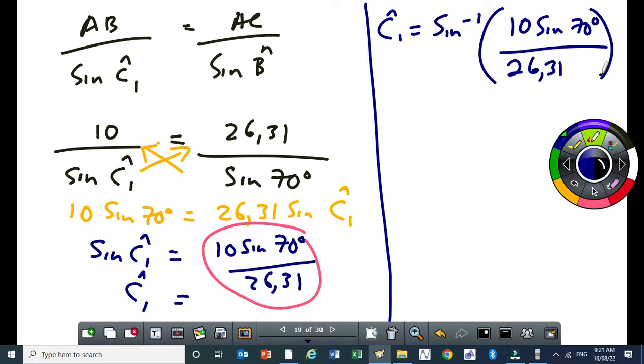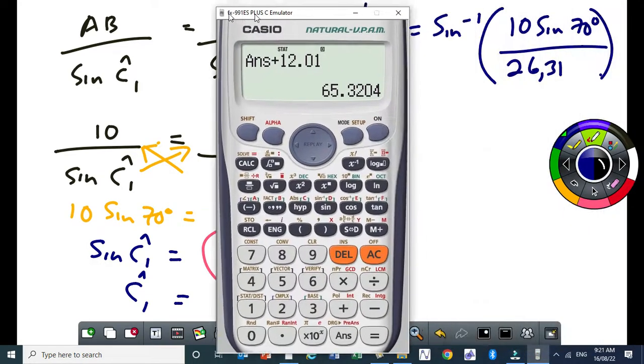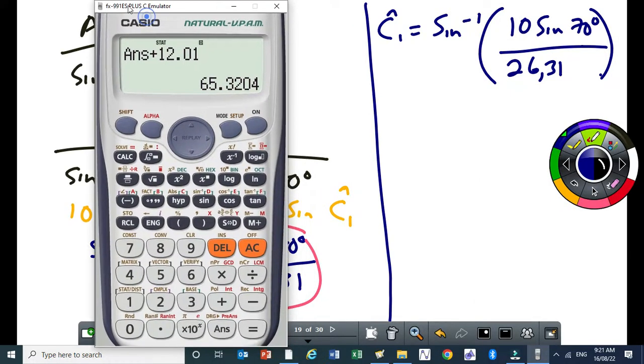So take out the calculator. You have to get good at the calculator, I told you. You have to be a guru of your calculator. First you must press shift, then sine. You have to know your calculator very well. Then you put the fraction option. Then you put the numerator inside the brackets. So that's 10 sine.